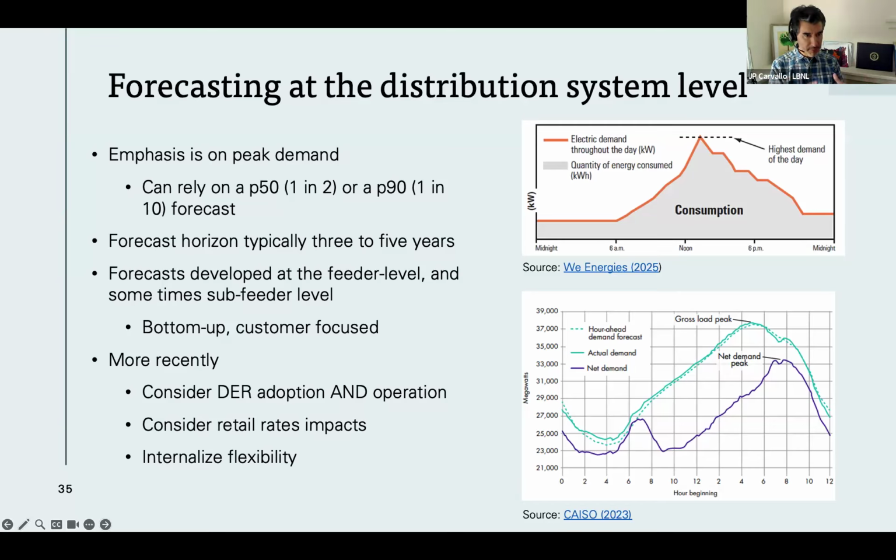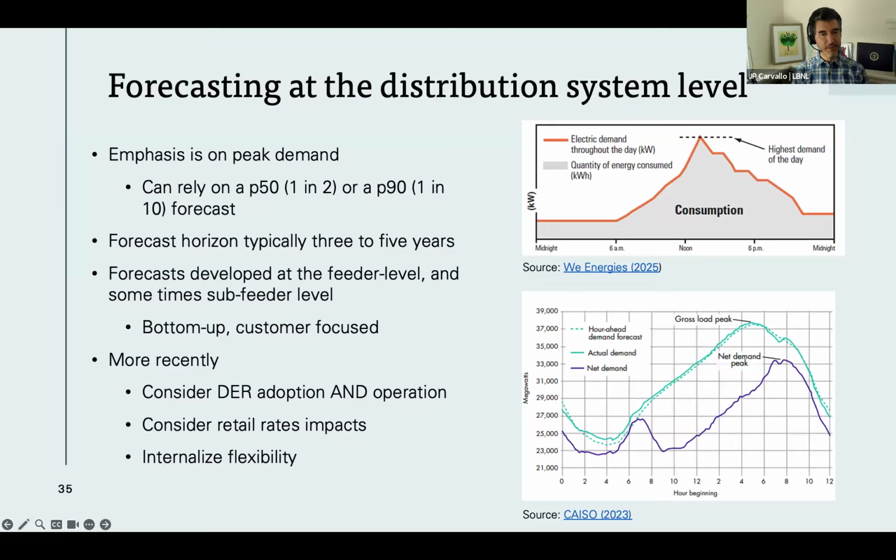So these forecasts are bottom up. They're based typically on customers. In the past, they used to be econometric forecasts, like Allison described. They used to be based more on historical behavior, but with large changes in customer preferences and types of end users, this is changing towards a more engineering bottom-up basis. The forecast typically spans 3 to 5 years, which is a usual planning period for distribution systems.